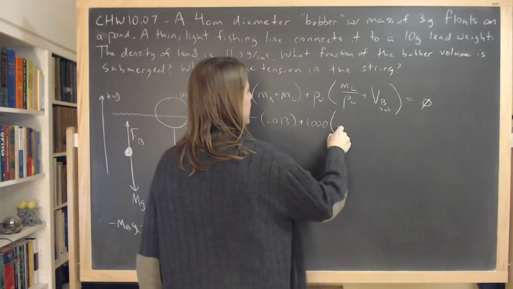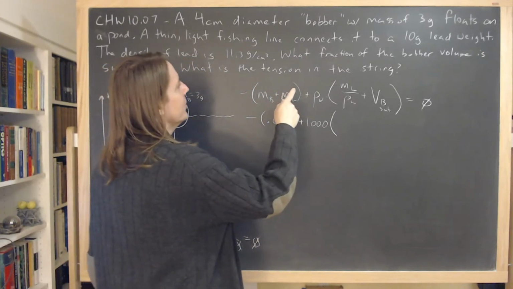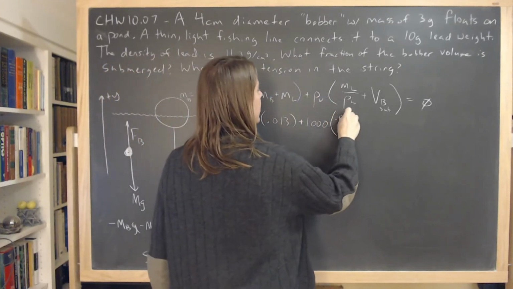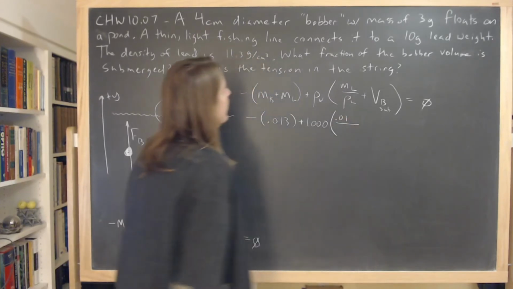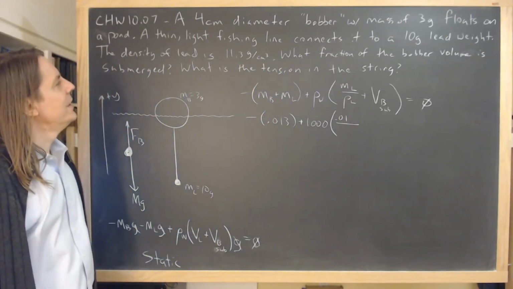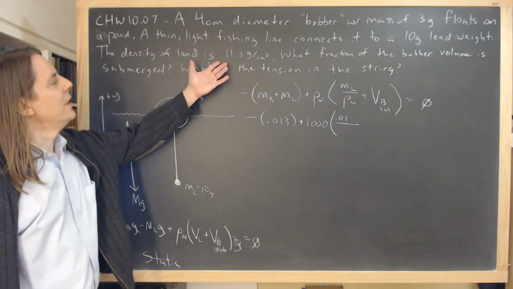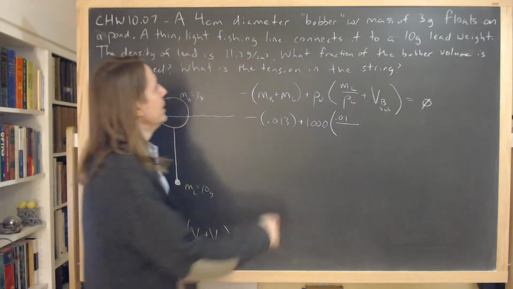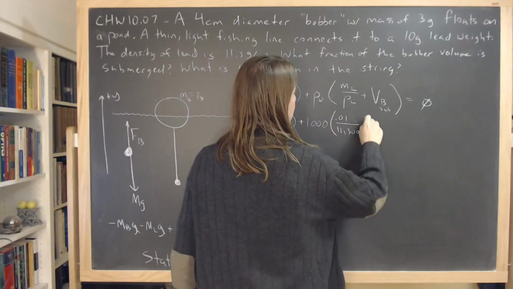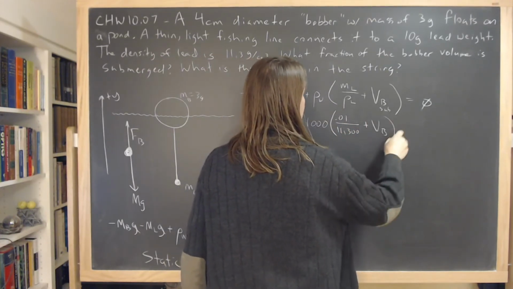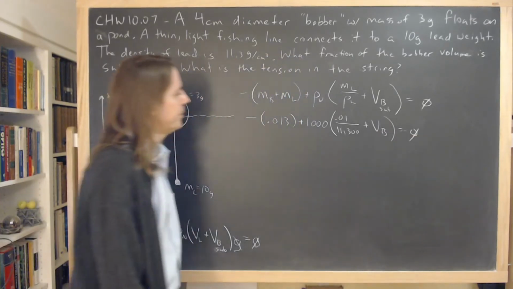Right, times, let's see, the mass of the lead weight in kilograms, 0.01, over the density of lead in kilograms, that must be 11,300 kilograms per meter cubed. Right, plus this thing we're looking for equals 0.